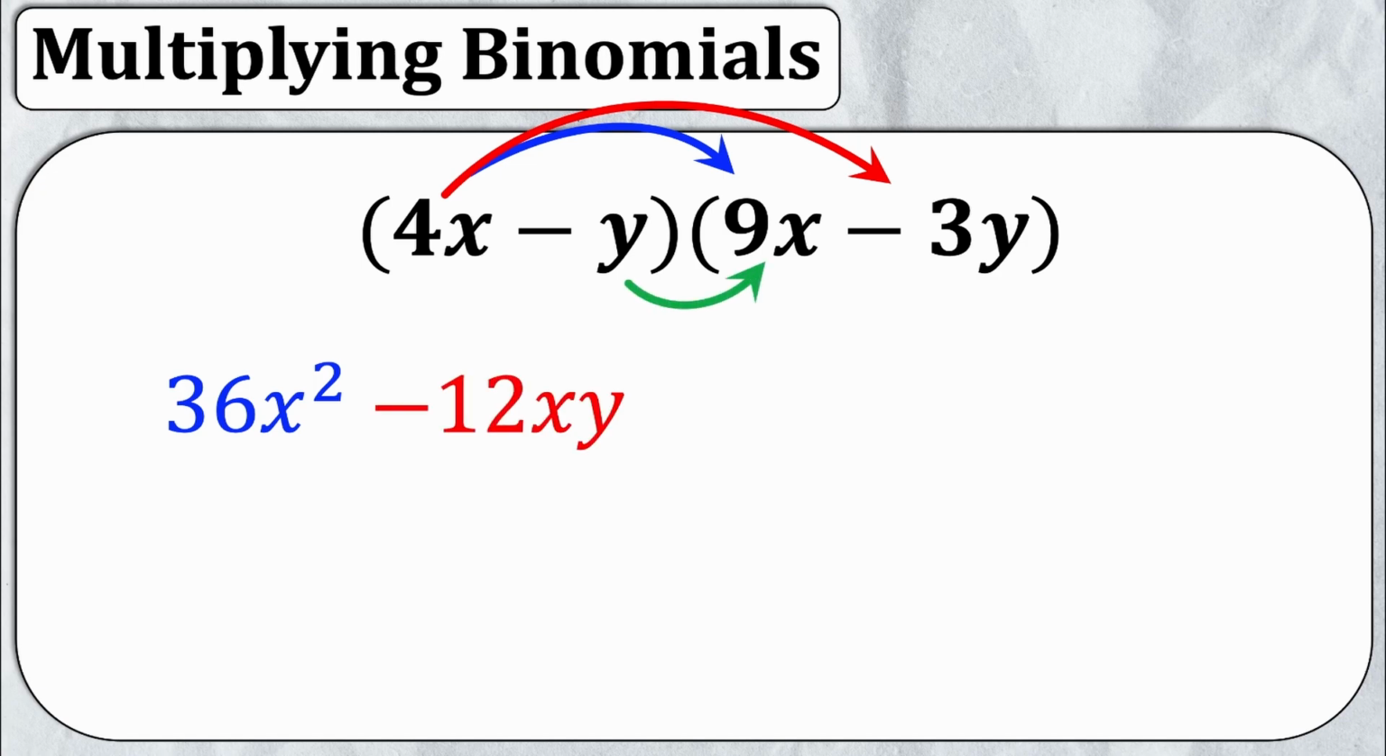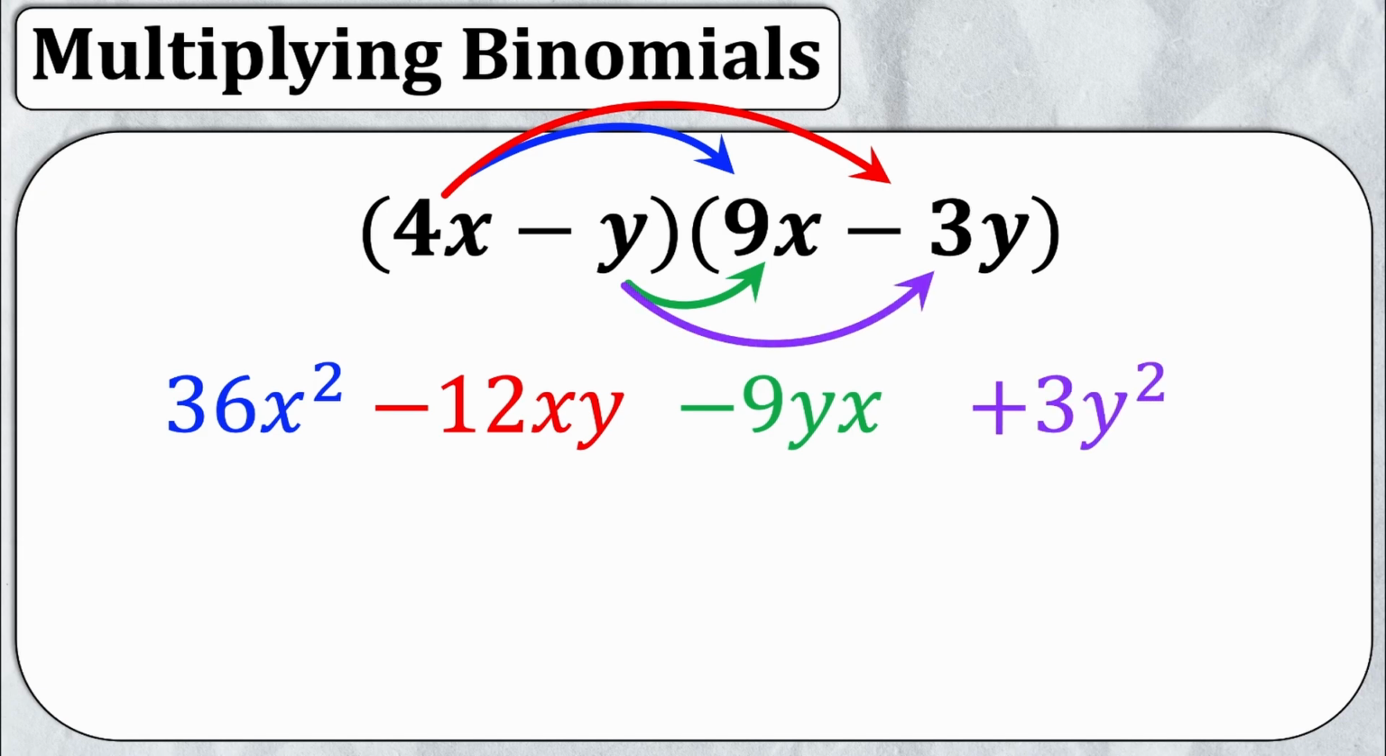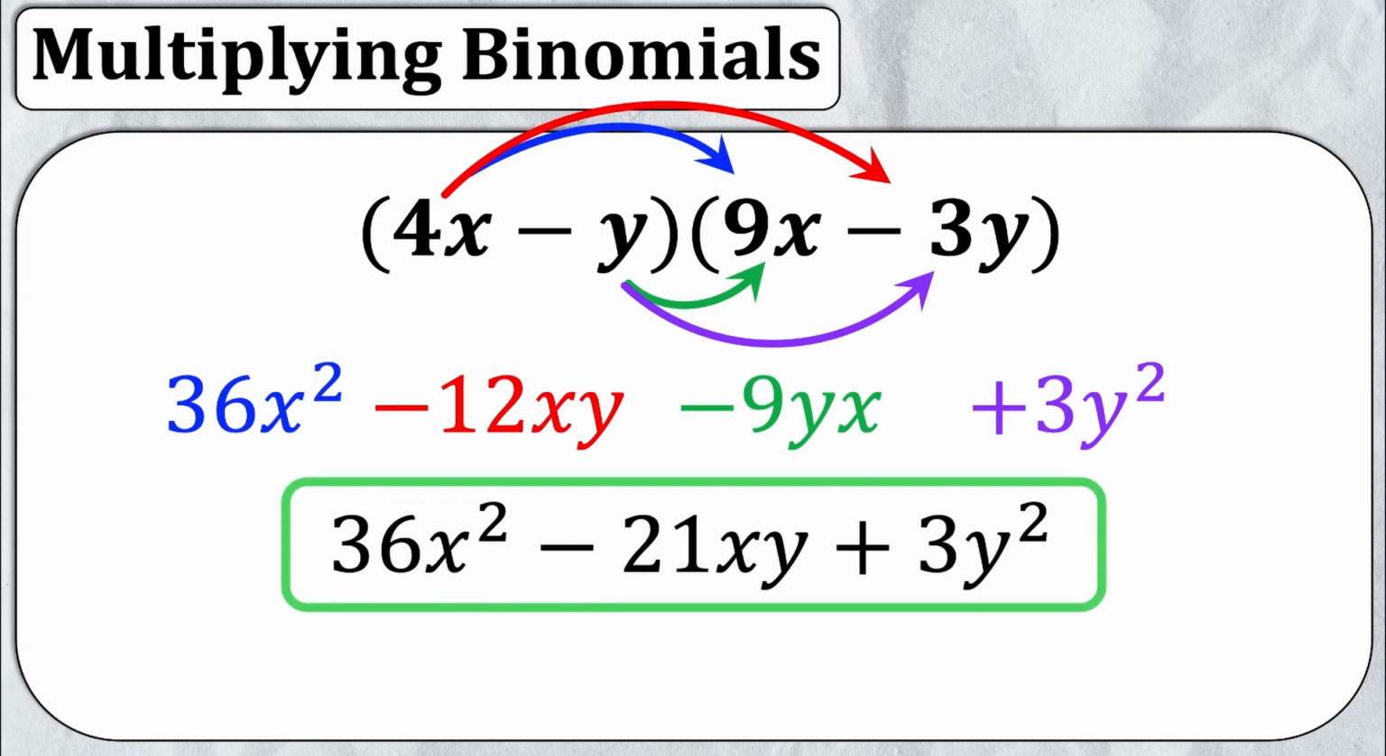Then negative y times 9x, which gives me negative 9yx. And then finally negative y times negative 3y, which gives me positive 3y squared. Once again, I can combine those middle terms, and that's going to give me 36x squared minus 21xy plus 3y squared.